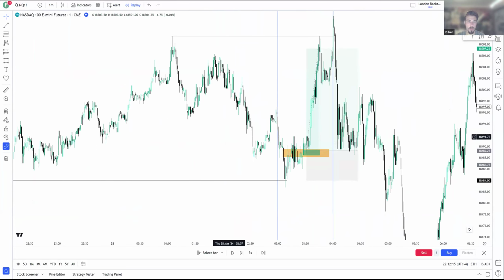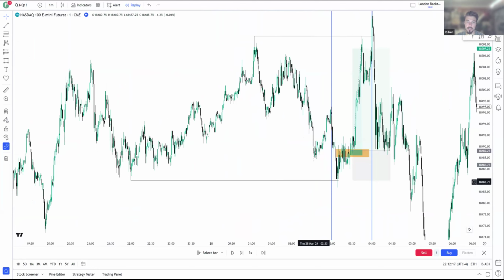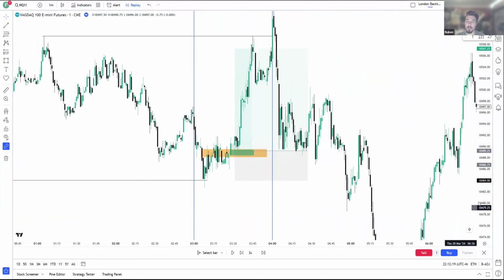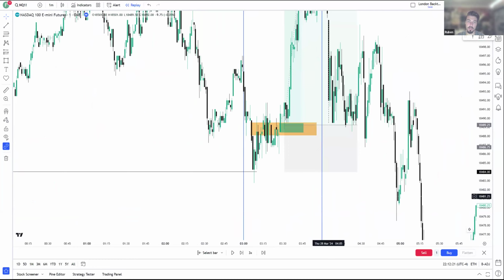Here's another example. Raid of liquidity, Asian session liquidity. Is there a market structure shift? Not really until you get to here.